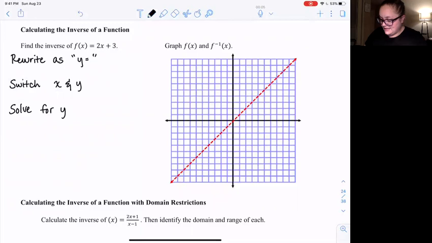So let's talk about calculating this inverse. I have some steps that I think are really helpful in doing this process. The first is you're going to rewrite this function as y equals. So instead of f of x, I have y equals 2x plus 3. The reason why I write it as y equals 2x plus 3 is because my next step is I switch the x and y. The only reason I make it a y is because then I have fewer parentheses and fewer x's, and so I don't get as confused. So it's a lot simpler.